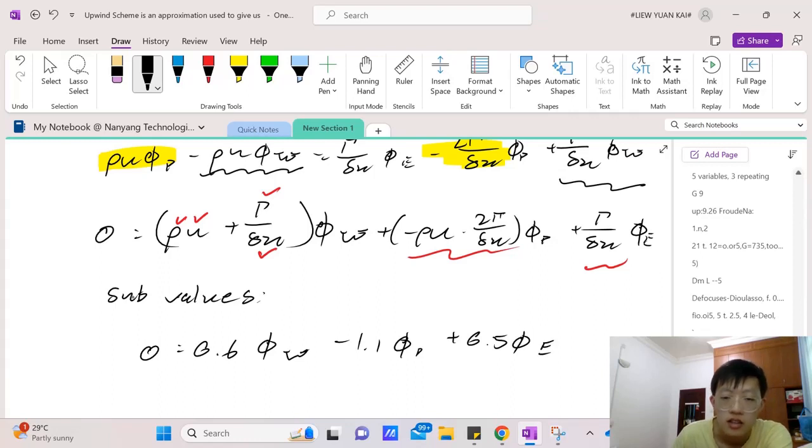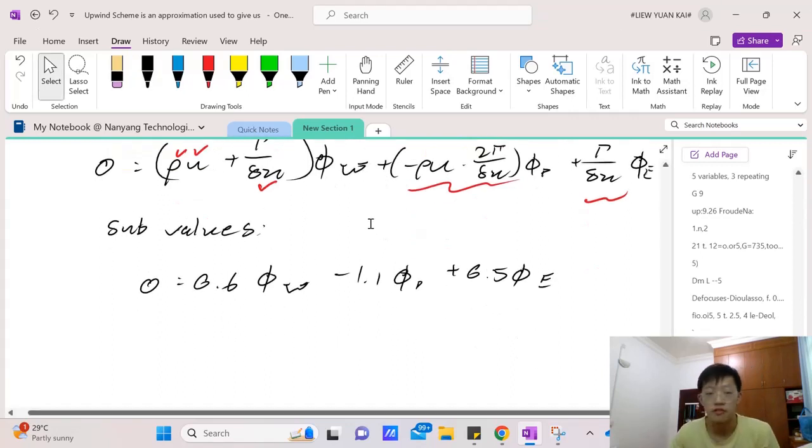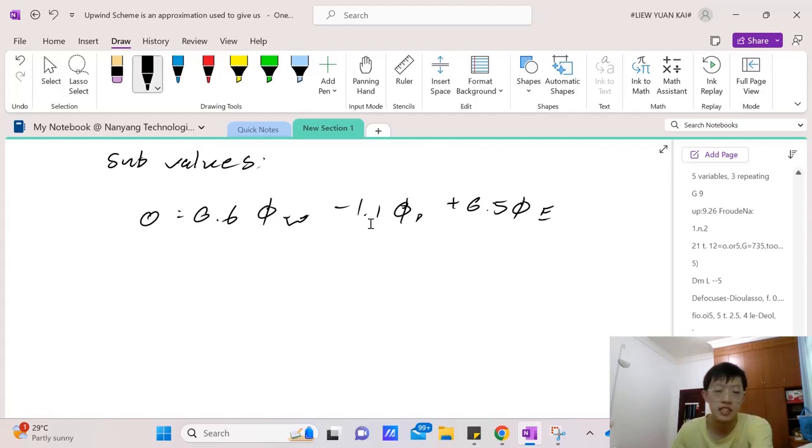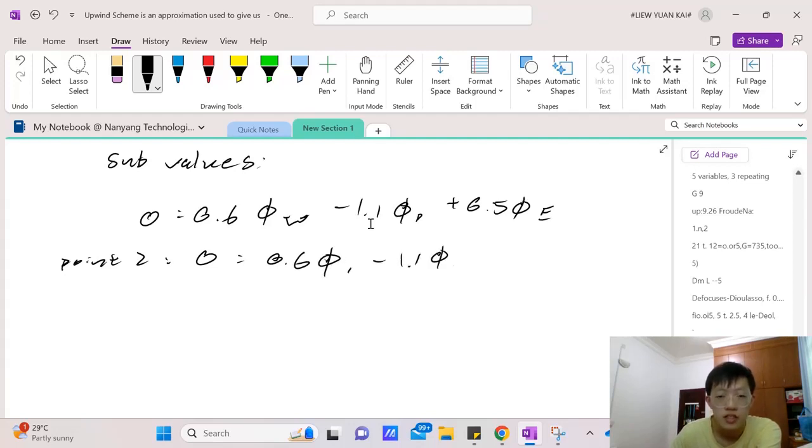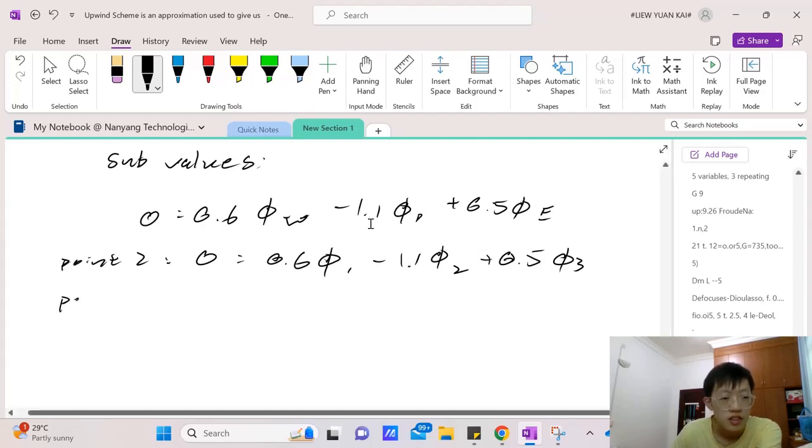And this is for points 2, 3, and 4, right? So actually, it's not just this. You have to sub in phi 2, 3, and 4. So for example, for point 2, this would be 0.6. So this will be 1. This will be 2. This will be 3. And you would do the same thing for points 3 and point 4, right?